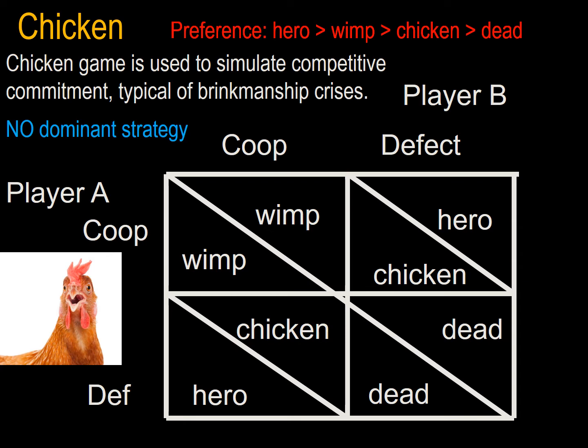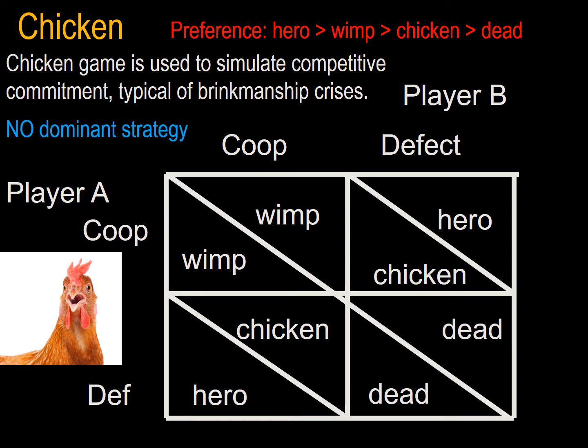So if player A currently has the payoff of dead, because player B has also chosen to defect, if player A switches their choice from defection to cooperation, they go from dead to chicken. Right? Which is a good payoff, because chicken is better than dead. Now if player B was also going to make that same choice and they were to switch to chicken, then we have a case where player B chooses cooperation and player A chooses cooperation, and now we're in the wimp and wimp cell intersection. Now we can ask the question again, do they have an incentive to change?